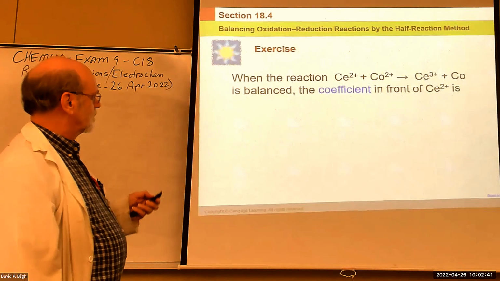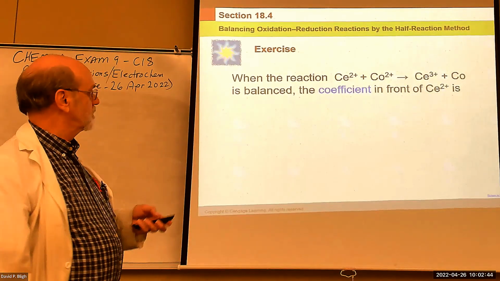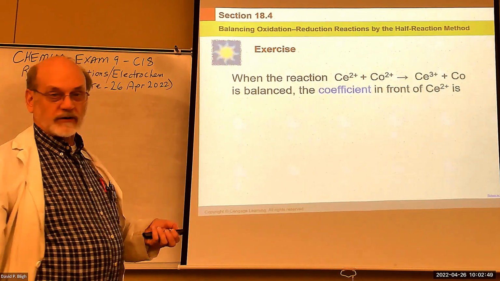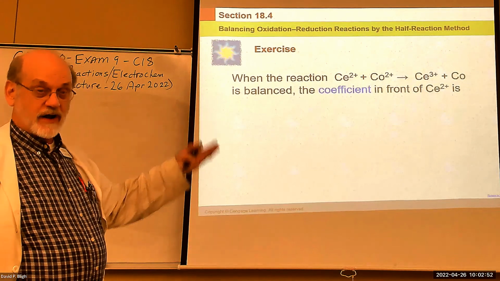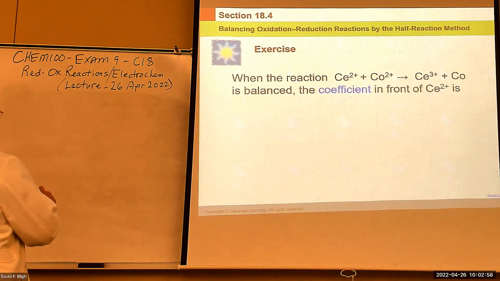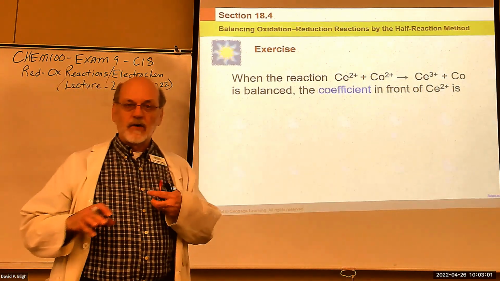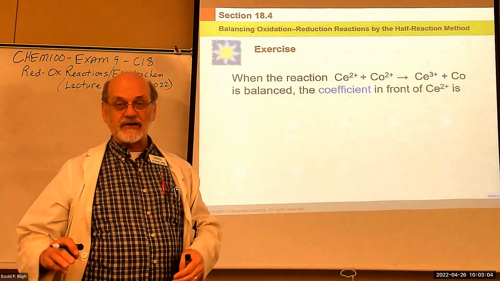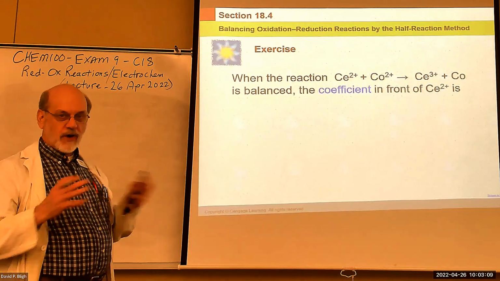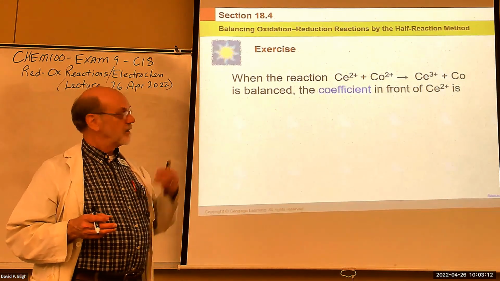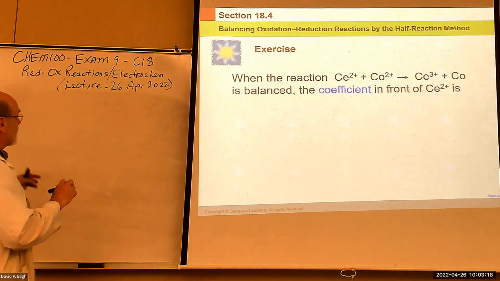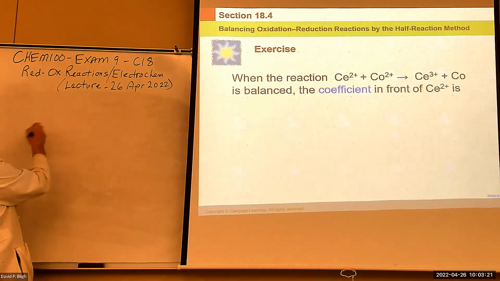Okay, cerium, 2+ charge, cobalt, 2+ charge. We end up with cerium 3+ and elemental cobalt. So this is definitely a redox reaction. What's the coefficient in front of cerium 2+? This is one of those cases where we don't need to separate into half reactions. We can, but we don't have to, right? Because there's no oxygen there, there's no hydrogen there. All we have to account for is these elements and the electrons. So this method is sort of an abbreviated version that works fine.